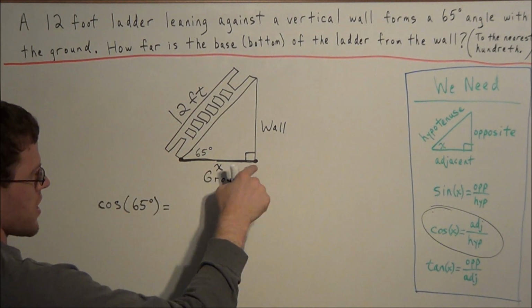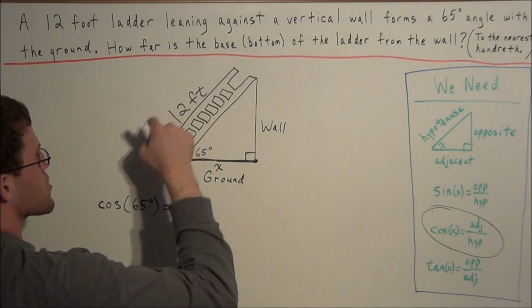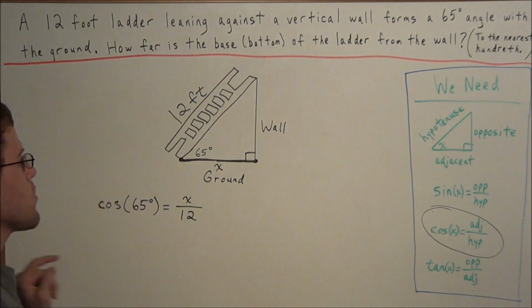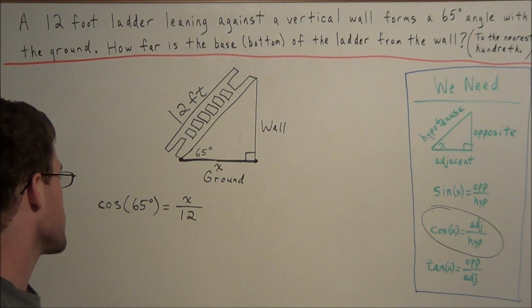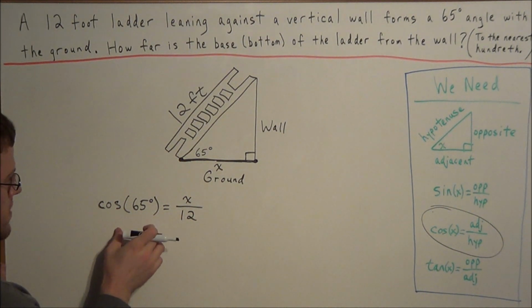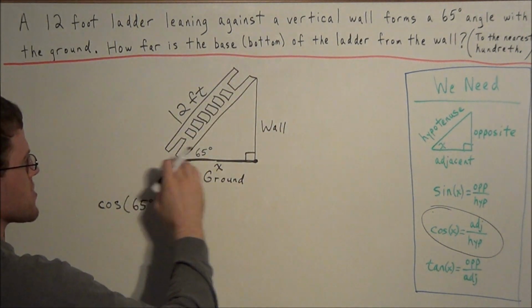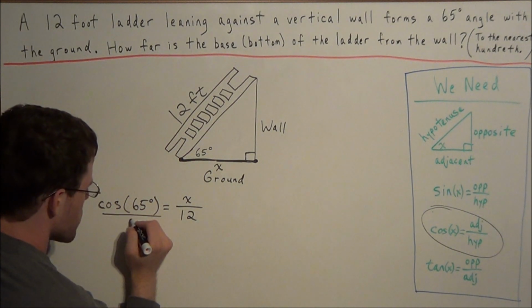So the adjacent side, x, divided by the hypotenuse, which we do know to be 12 feet. But I'm going to leave the units of measurement out for now. We will remember that x is to be measured in feet, and we'll put that in back at the end. So now we have our ratio set up. Cosine of 65 equals x over 12, the adjacent side over the hypotenuse. And now let's think of this as cosine of 65 degrees over 1.